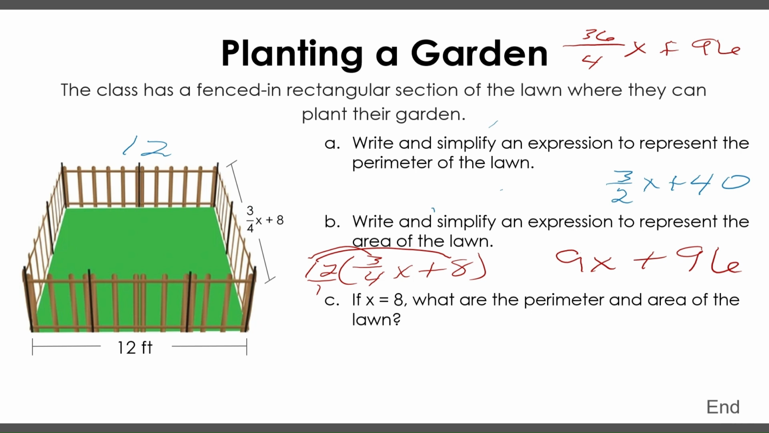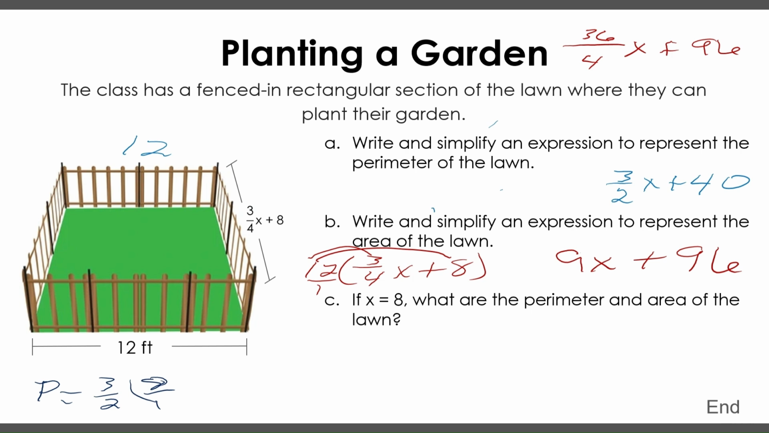The last part, we're doing the substitution. So we're now saying that, okay, x is 8. X could be any number to create a similar rectangle that is proportional. But in this instance, we're going to substitute 8. So we're going to take the perimeter formula, and wherever we have x, we're going to put 8.